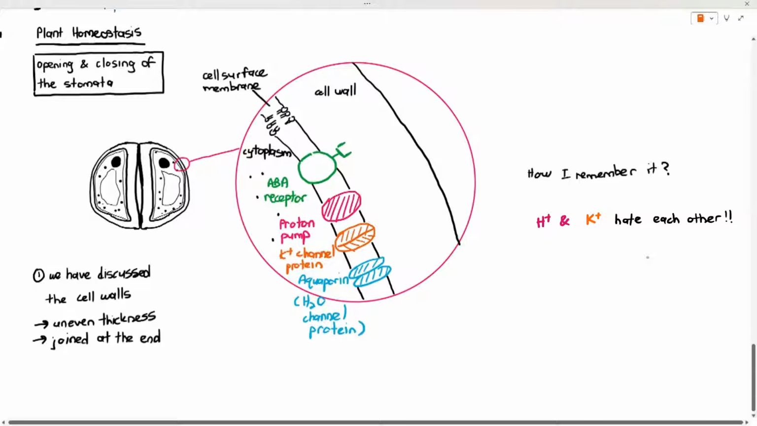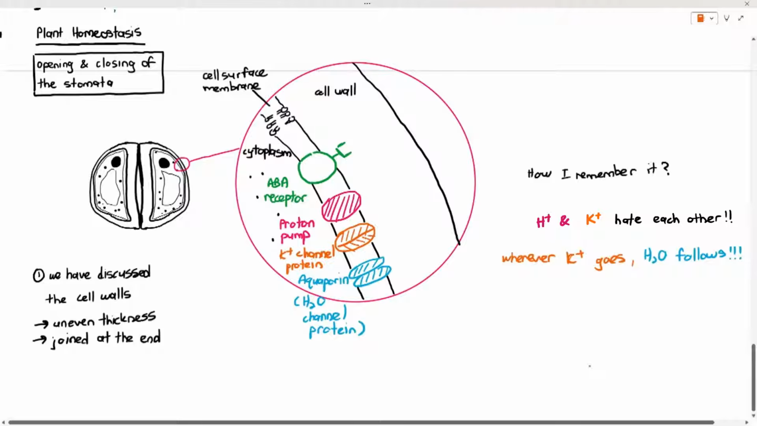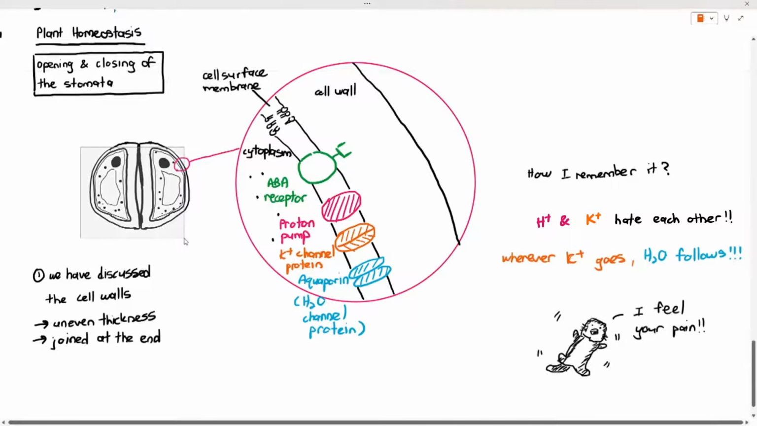The second thing I also want you to remember is wherever potassium ion goes, water will follow. Okay, they have a relationship that way. So protons and potassium ions, they hate each other. Potassium ions and water love each other, in which if potassium ion goes in one direction, water will also follow in that same direction. So yes, I do understand your pain, all right? So I'm just going to try to make it simple. And if you can memorize this statement, it will also be important for chapter 15 when we study plant coordination, when we see how auxin actually works. So this relationship is quite good to memorize as well.